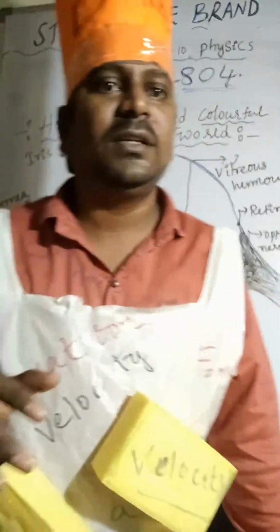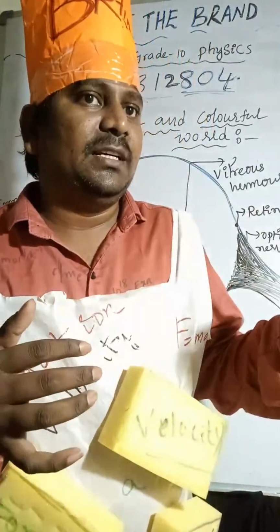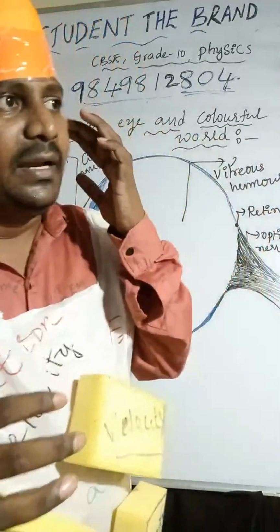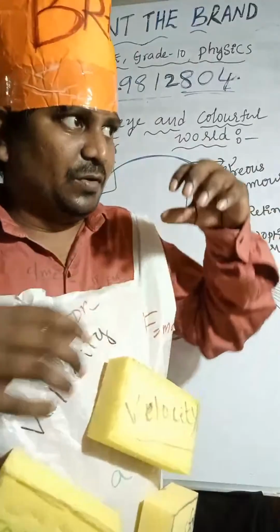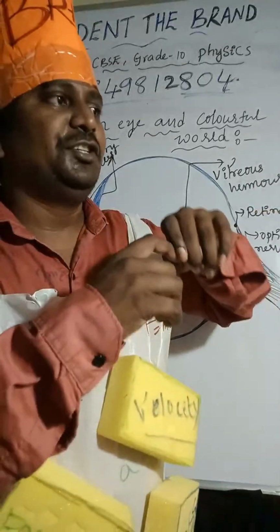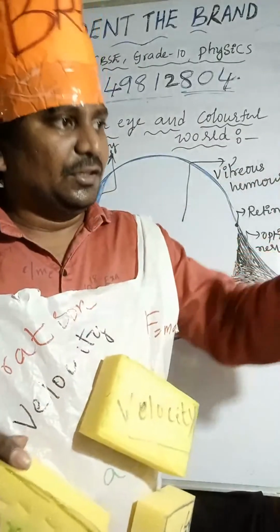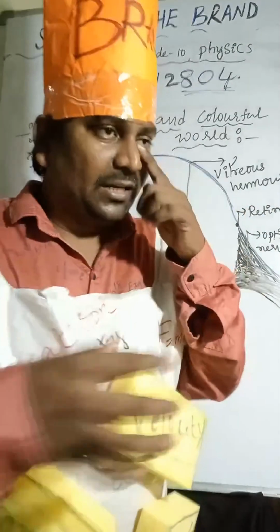Very important. When you want to see a nearby object, consider a camera or mobile. If you want to see a far distance object, we zoom. To see nearby or far objects, we zoom in and zoom out.